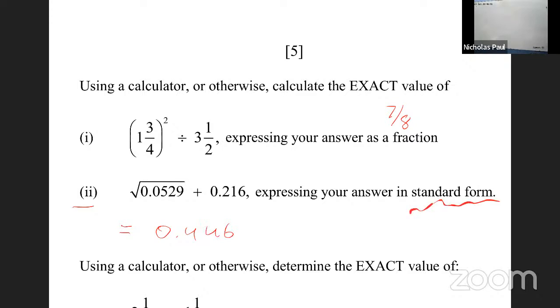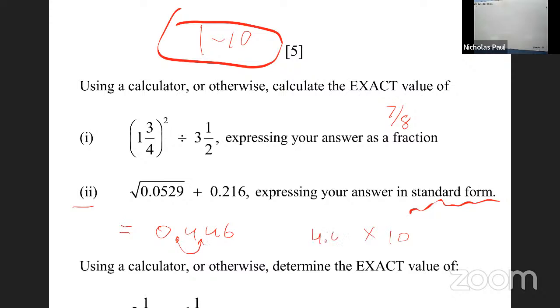Standard form is when you write something times 10 to the power. But the value in front of the multiply sign must be between 1 and 10. You can't have a value less than 1 or more than 10. So you see the decimal place here? We have to move it such that the value is between 1 and 10. So you're going to move it once to the right, and you will get 4.46.